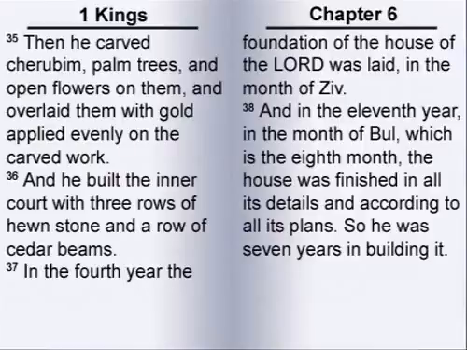In the 4th year the foundation of the house of the Lord was laid in the month of Ziv. And in the 11th year, in the month of Bul, which is the 8th month, the house was finished in all its details, and according to all its plans. So he was 7 years in building it.